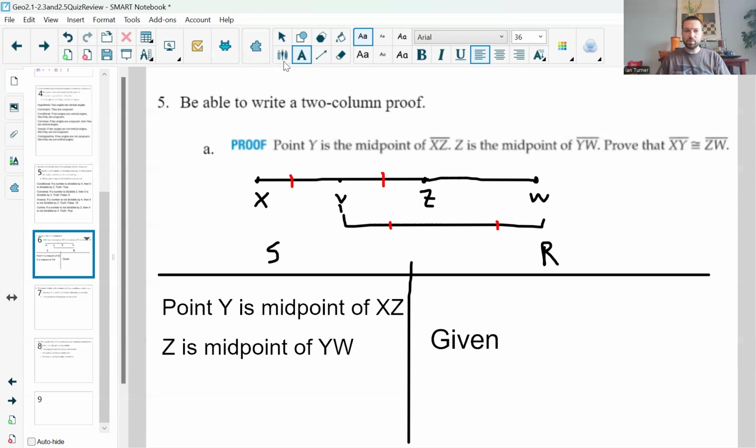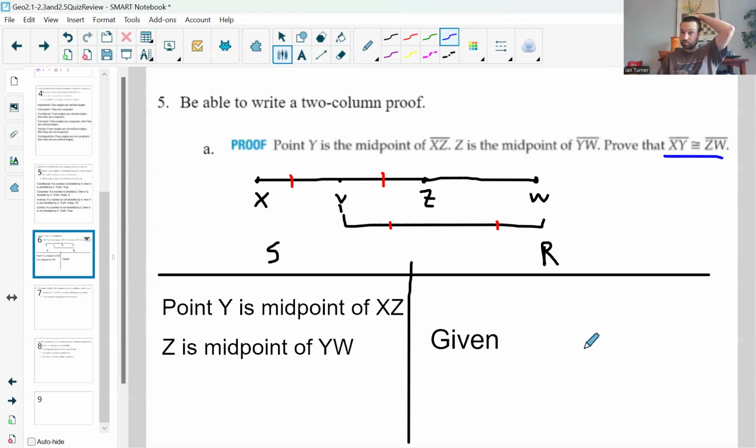So again, look at what we're proving here. We are proving a congruent. So we want everything in congruency. Again, you could use definition of midpoint and then definition of congruent segments, but it's just more efficient to use midpoint theorem. So Y is the midpoint of XZ, so we can say XY is congruent to YZ. And that's just midpoint theorem.